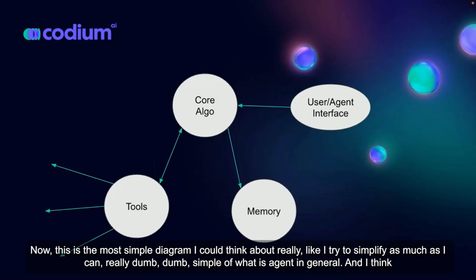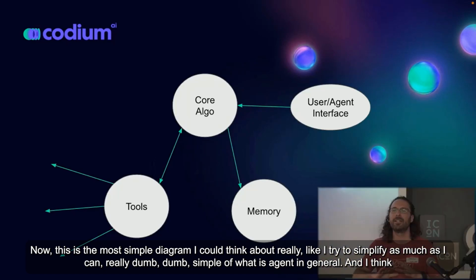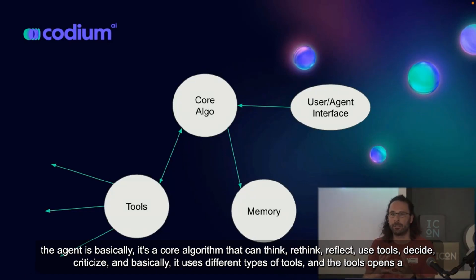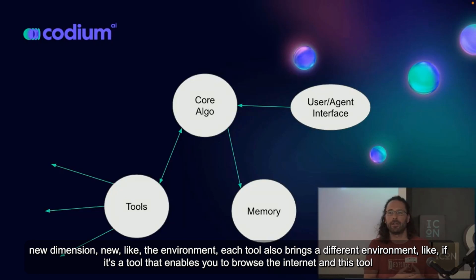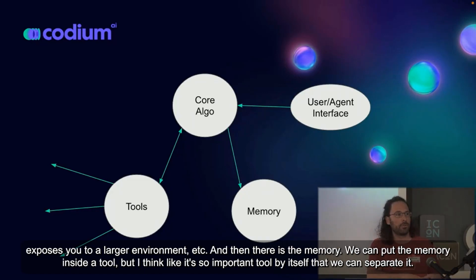Now this is the most simple diagram I could think of. I really tried to simplify as much as I can. Really dumb simple, of what an agent is in general. The agent is basically a core algorithm that can think, rethink, reflect, use tools, decide, criticize, and basically it uses different types of tools, and the tools open a new dimension, the environment. Each tool also brings a different environment. If it's a tool that enables you to browse the internet, then this tool exposes you to a larger environment, etc. And then there's the memory.